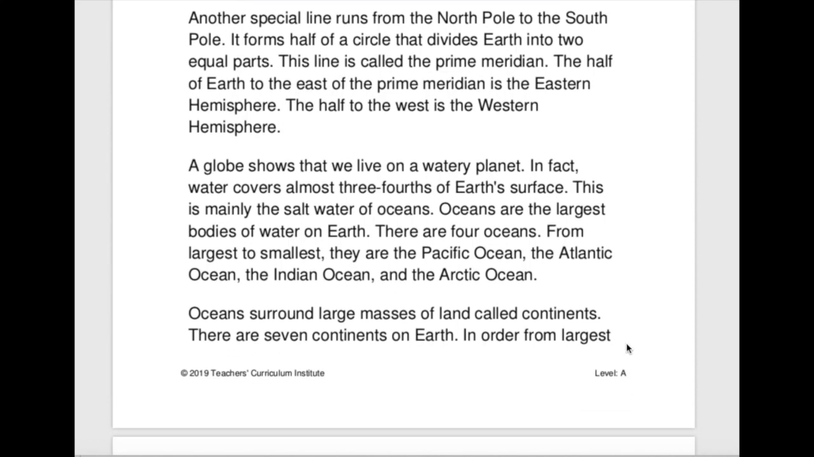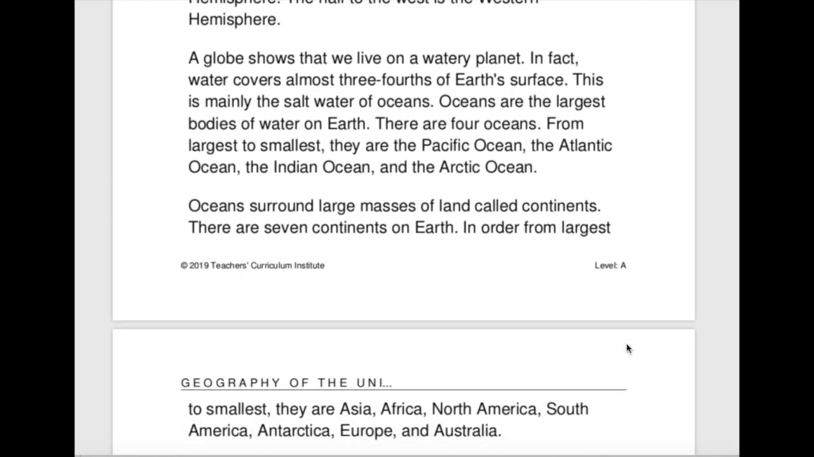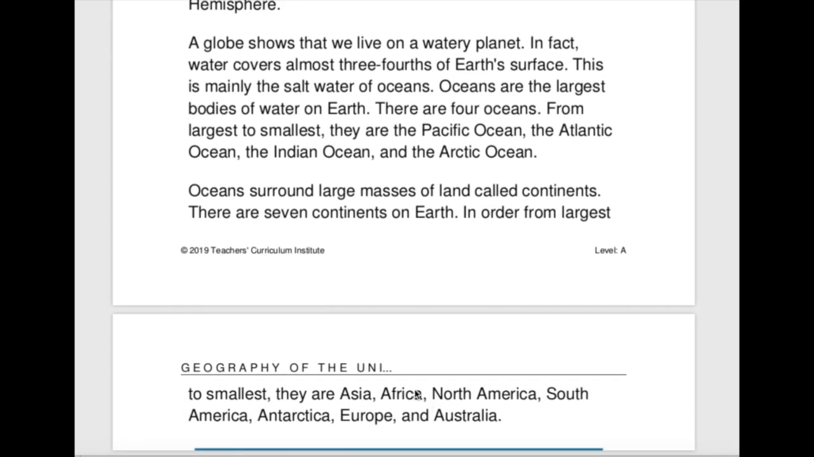There are 7 continents on Earth. In order from largest to smallest, they are Asia, Africa, North America, South America, Antarctica, Europe, and Australia.